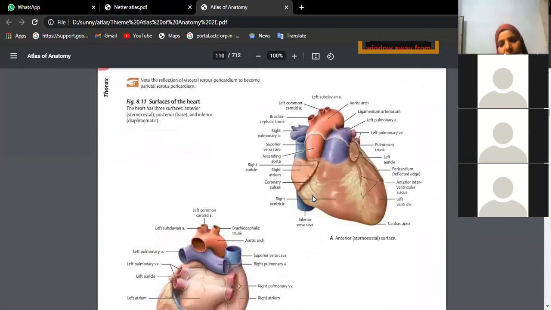Now this is heart, this is how it looks. Still the pericardial covering is there. Till here, it is all covered by pericardium.